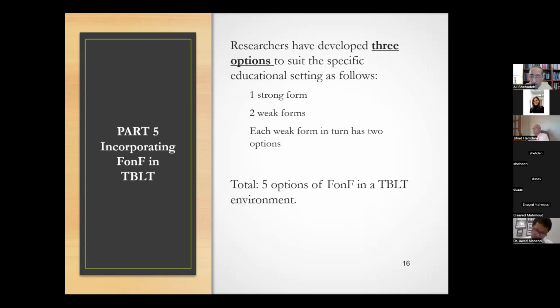We have the strong form and two weak forms, and each one of the weak forms has two options. So we have one strong form, two weak forms, and for each weak form, two options. In total, we have five options for a teacher to focus on form in a task-based language teaching environment. So we do not need to ignore grammar completely.